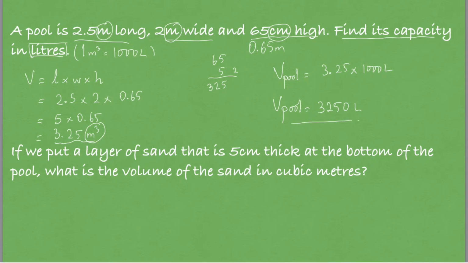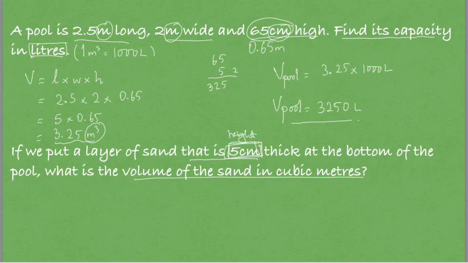And second part of the question: if we put a layer of sand which is 5 centimeter thick at the bottom of the pool, what is the volume of sand in cubic meter? Now if we put sand at the bottom, this 5 centimeter is going to be the height of the sand. It was originally 65 centimeter of pool, but we are going to put sand in height of 5 centimeter.